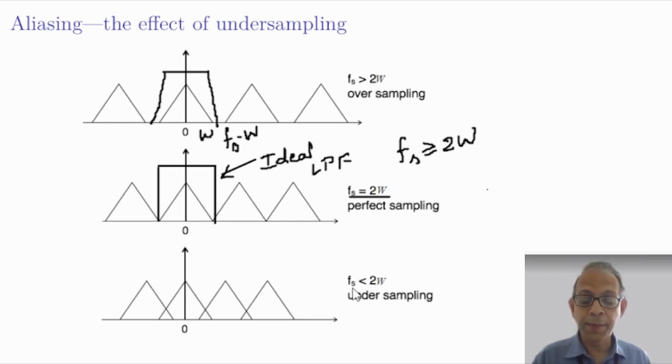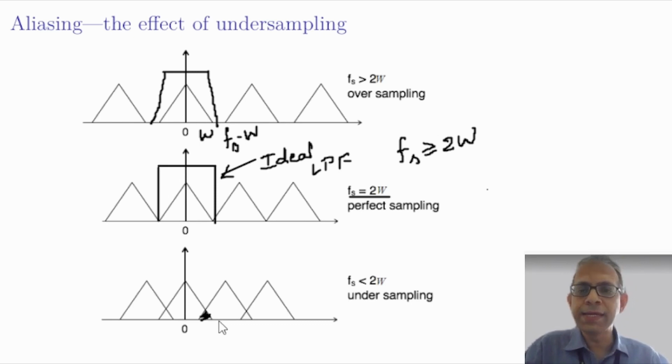However, when the sampling frequency fs is less than 2w, less than the Nyquist rate, in that case, the successive copies of the spectrum will overlap as shown here, and because of that, even if we could use an ideal low-pass filter, it will not exactly recover the original signal, and there would be some distortion. This distortion is known as aliasing. So remember, this overlap causes aliasing. Overlap is not aliasing.